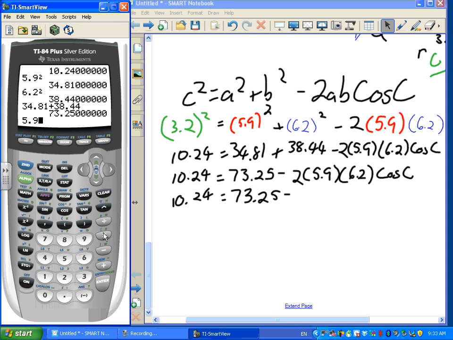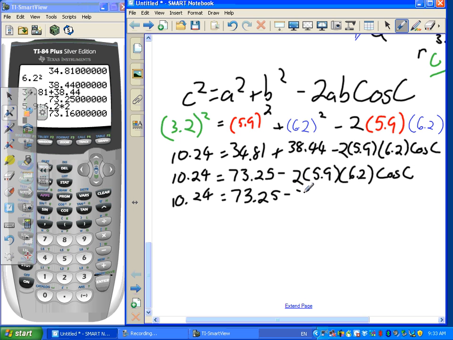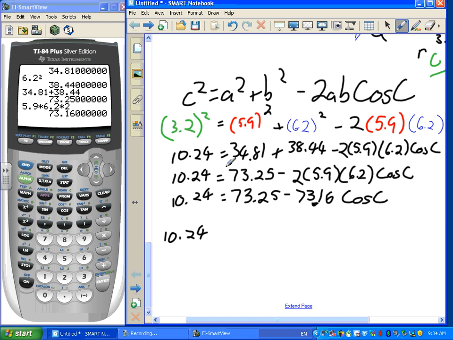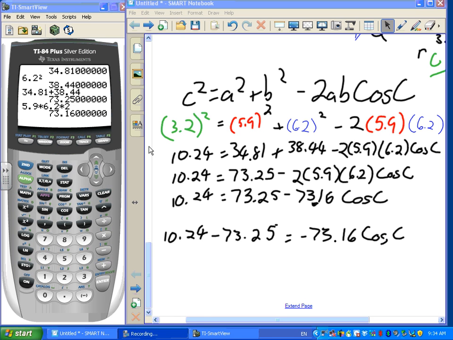5.9 times 6.2 times 2 equals 73.16. Minus 73.16 cosine C. Okay, I need to isolate for my C, so I have to bring the other numbers to the other side of the equation. This will become 10.24. When 73 goes to the other side, it becomes negative. Equals, this still says negative 73.16 cos C. I'm going to combine these two on the left.